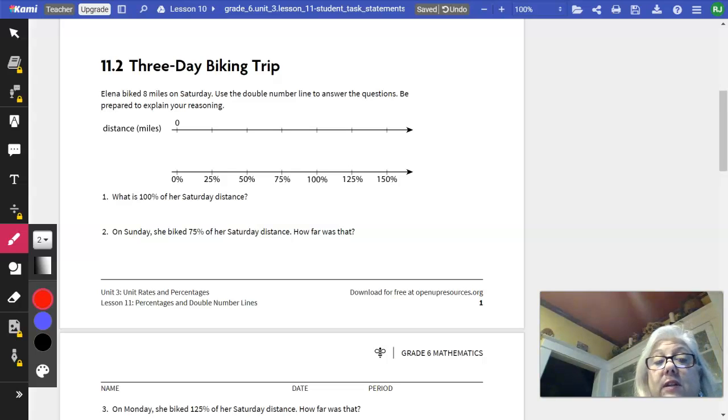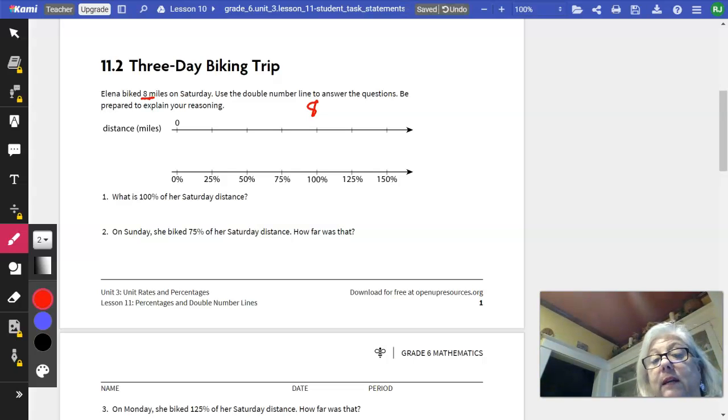So, it starts off with, it says, Elena biked 8 miles. Whenever you read these, you need to find your important information. And 8 miles is our important information here. Elena biked 8 miles on Saturday. Use the double number line, which we have already drawn here, to answer the questions. Be prepared once again to explain your reasoning. Well, 8 miles is 100%. That's how much she biked on Saturday. So that means at 100% here, we need to put 8.